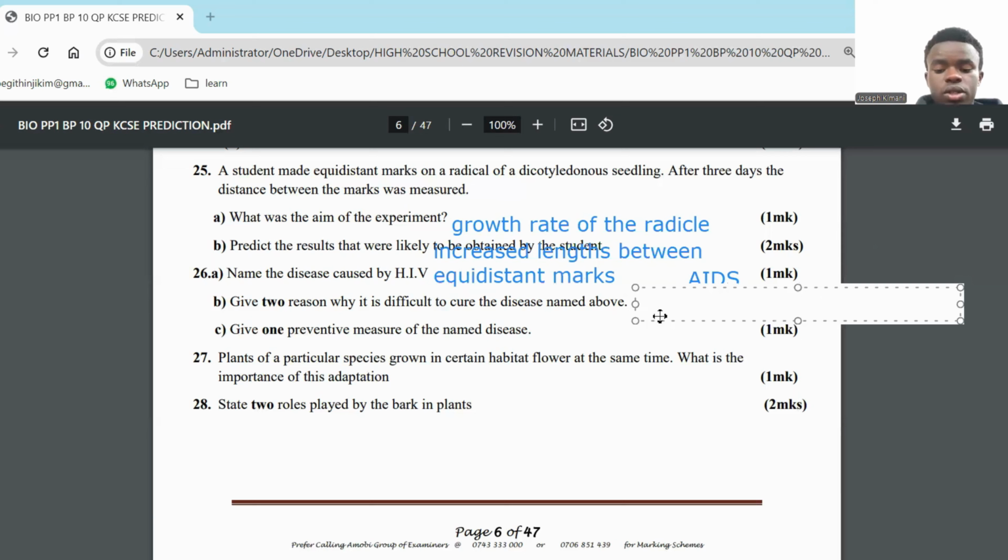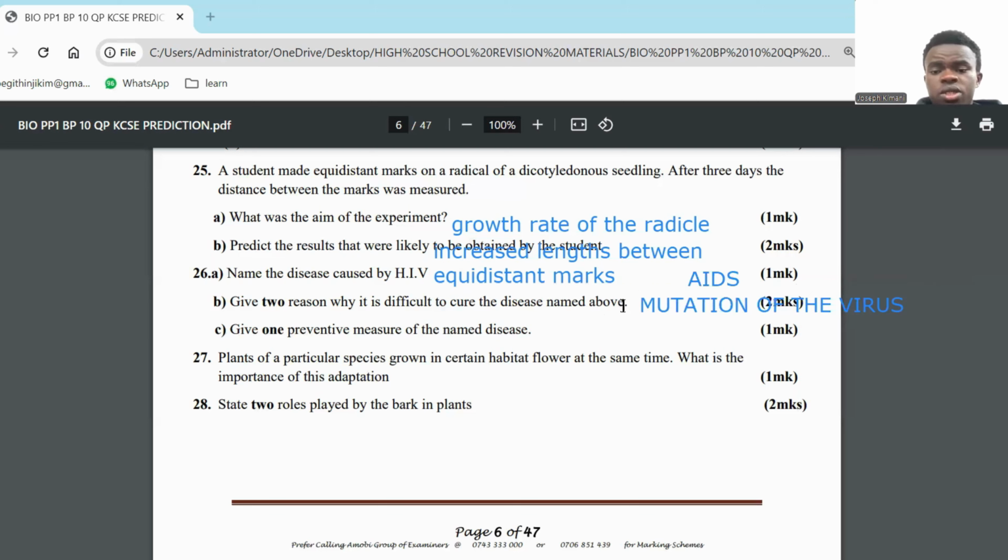Because first of all, it's because of mutation of the virus. Remember, the HIV virus mutates continuously. So you find that the virus that you treated yesterday, after 1 week, will have a different version of itself, a different mutation. So curing it becomes a bit difficult.